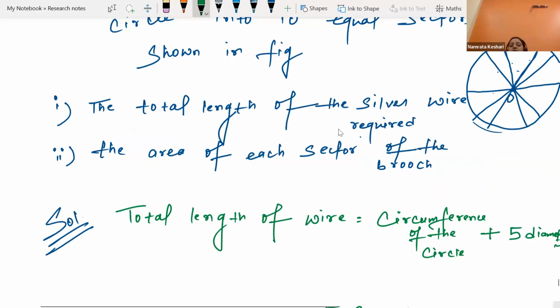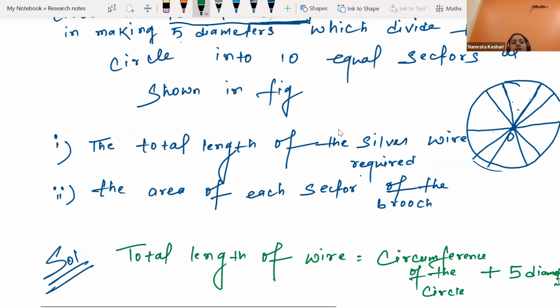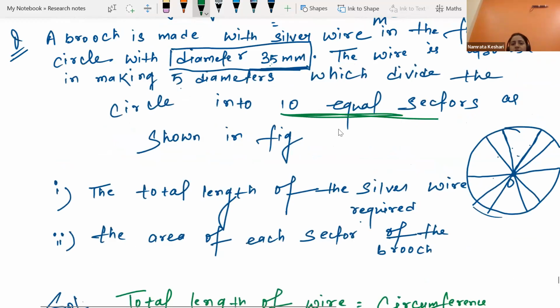Now the next part says that the area of each sector we have to find. How many sectors are we having? It is clearly written in the question that there are 10 equal sectors. Since 5 diameters we have drawn, we have got 10 equal sectors. Each sector area we have to find. The sector area formula we already know: theta by 360 into pi r square.